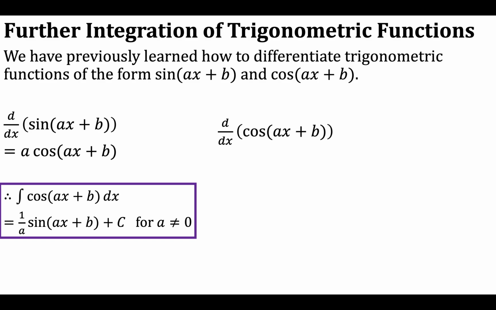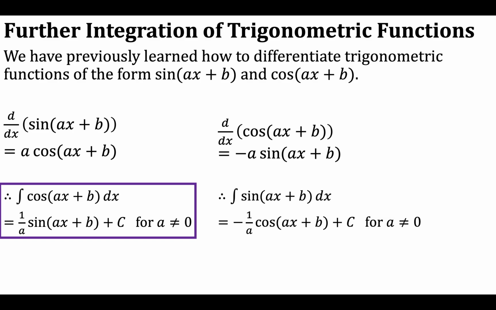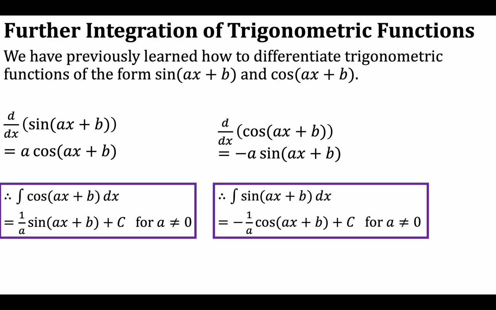Now, let's look at the other. So we've got d by dx of cos of ax plus b, and that gives us negative a multiplied by sine of ax plus b. So it then holds true that if we have the integral of sine of ax plus b with respect to x, that gives us negative 1 over a multiplied by cos of ax plus b plus our constant of integration, because we have that indefinite integral. And we know here that a cannot be equal to 0. And again, that's given in the formula sheet as well.